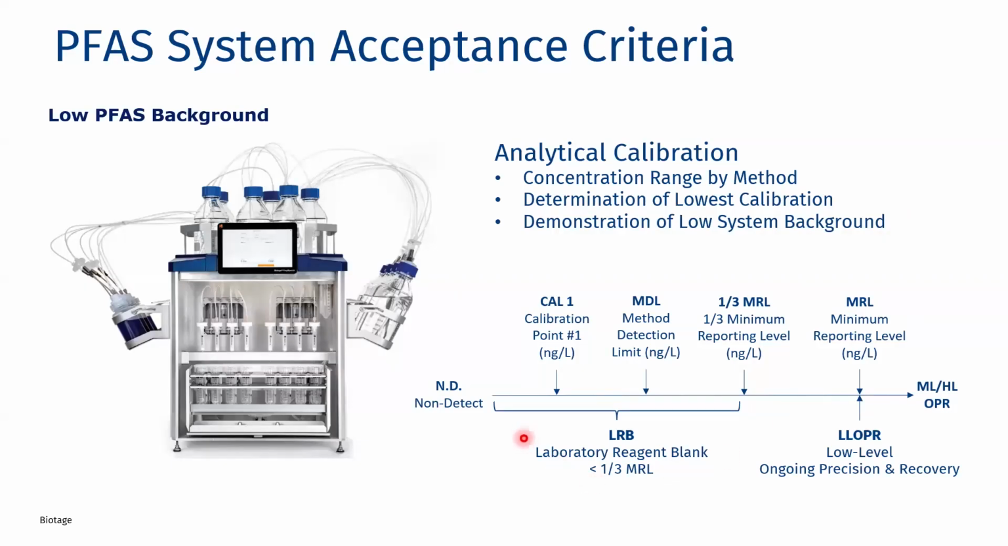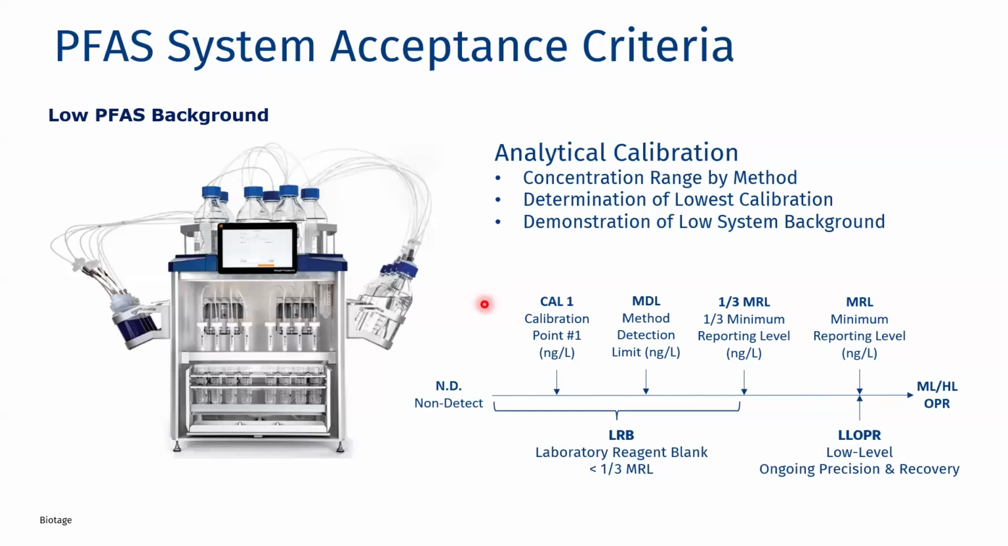And it all gets a little bit tricky. Methods have different nomenclature for different terms, in terms of method detection limit, reporting levels, calibration points. So, I had to normalize these terms, and what I did is I created this diagram, which I think is very helpful.